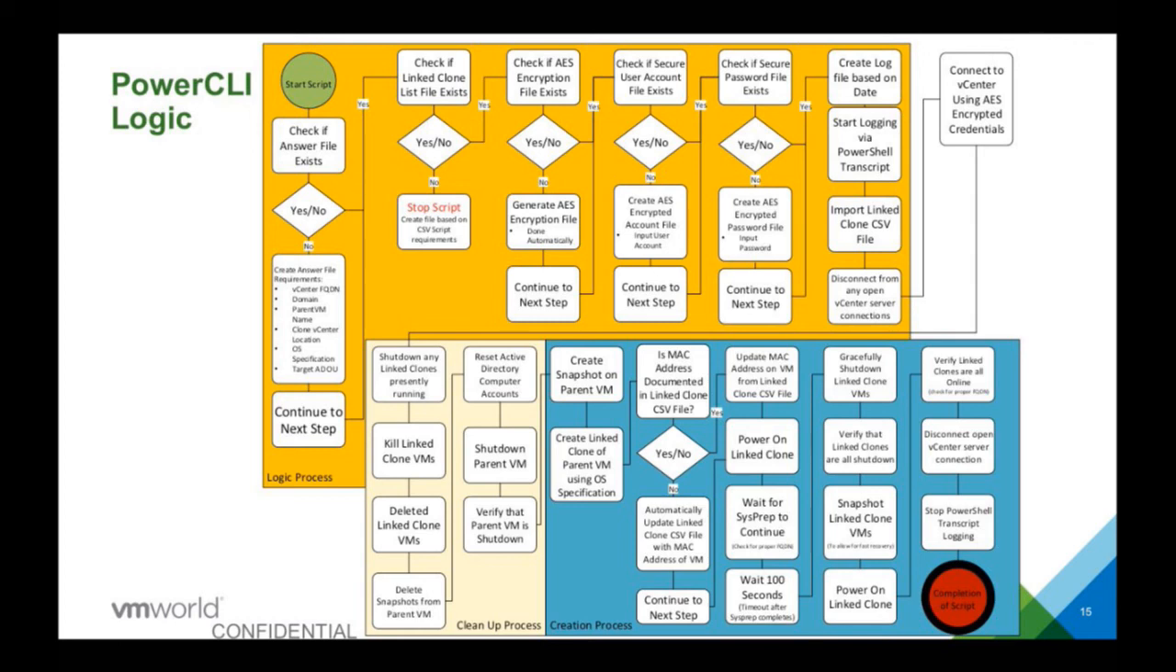Then it also creates a few other files as well, like an AES encryption file, a user account file that's encrypted using the AES encryption key, and also the password file, which is AES encrypted as well. After that, you connect to vCenter. You have your cleanup process. The cleanup process basically checks if there are any link clones that are already presented that were on your list, and it shuts them down, destroys them. Then you go through the process of creating a snapshot on your parent virtual machine, shutting it down, and then presenting out your VMs via link clones.